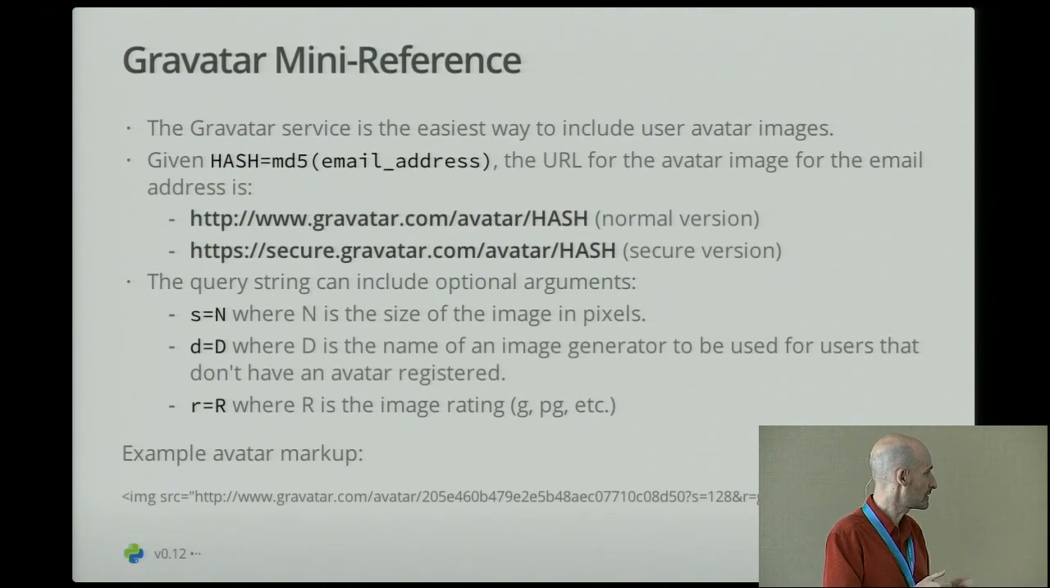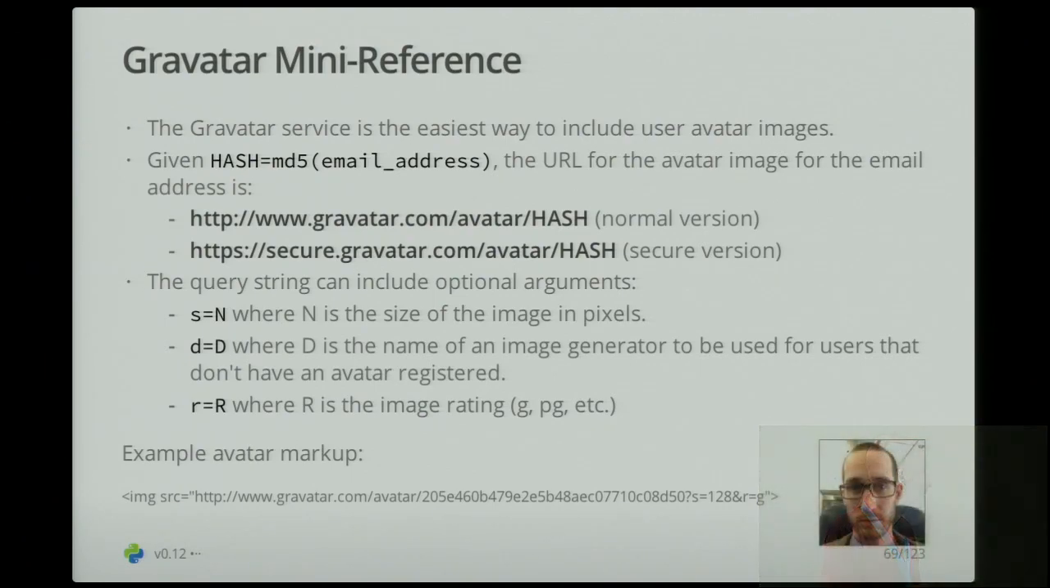So at the bottom you have an example where you specify the URL with the hash at the end, some optional arguments for size and that kind of thing, and you get an image.